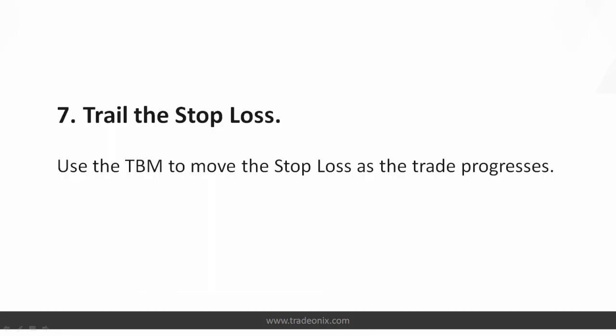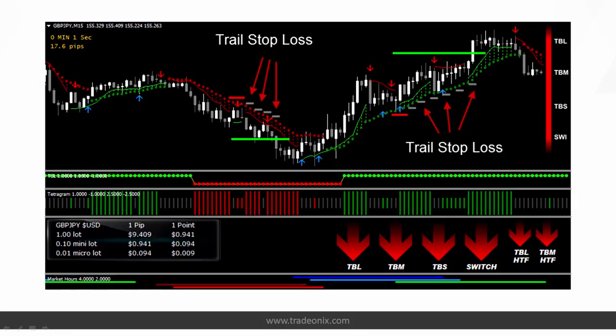Number 7, trail the stop loss. We are going to use the TBM to move the stop loss as the trade progresses. This is a trailing stop. As the currency market starts to move in our favor, the TBM dots are going to follow the price. As the price drops in a short trade, the TBM dots will get progressively lower and lower. And for every new dot that appears, we are going to move our stop loss to just above that dot. Every time a new dot appears, we can reduce the risk on the trade.